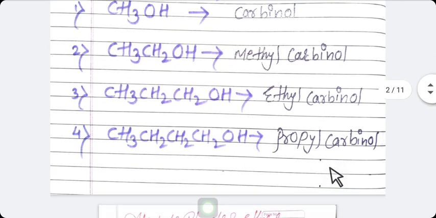See the next example. Again one more carbon atom is there, CH3CH2CH2CH2OH. So your CH3OH is your carbinol and the remaining three carbon atoms are your propyl group. So the name of the compound is propyl carbinol.